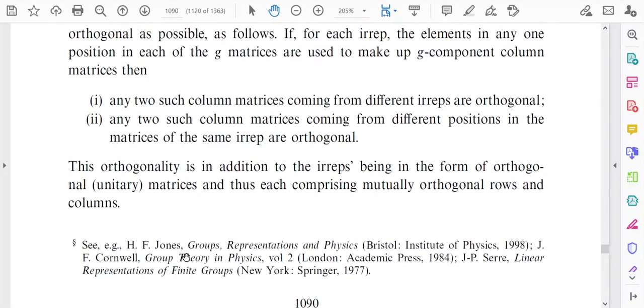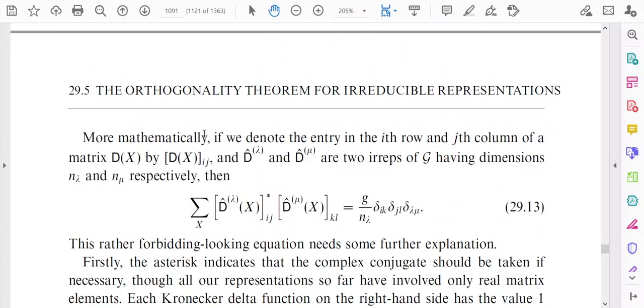But before that, I have to say that apart from these two statements, this orthogonality is in addition to the irreducible representations being in the form of orthogonal matrices. We have already discussed that the elements of this group of six elements consist of six unitary matrices, and for these matrices the rows and columns are mutually orthogonal. So this is in addition to the requirement of these two criteria. Now if we represent these two criteria mathematically, it will look like this.